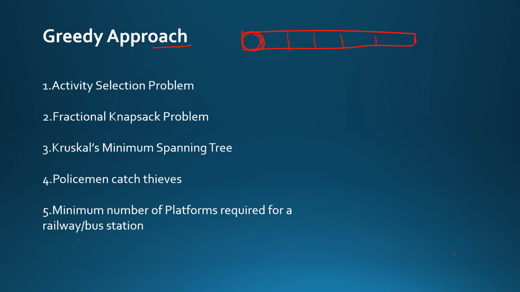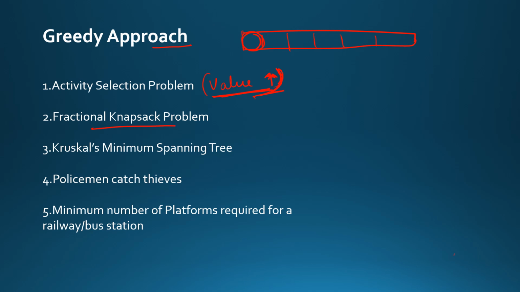First is the activity selection problem. When we are selecting our activity on the basis of whose value is greater, we are just selecting the item whose value is the greatest among all the elements.